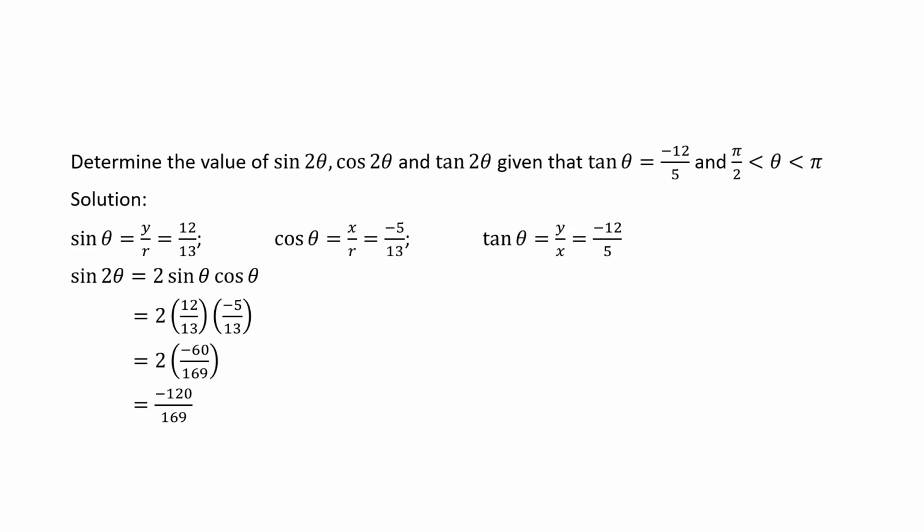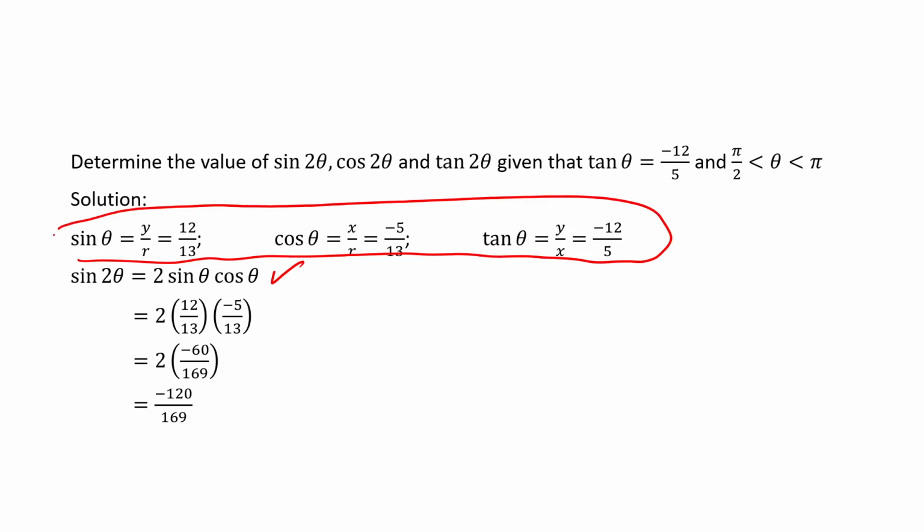Awesome. Well, the sine of 2 theta is going to equal 2 sine theta cos theta, and all we have to do now is plug the appropriate values into that expression, and we've got our answer. So 2 times 12/13 times negative 5/13 ultimately equals negative 120 over 169. That's what sine 2 theta equals, and we've answered the first part of the question.